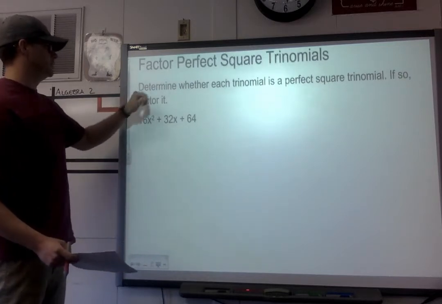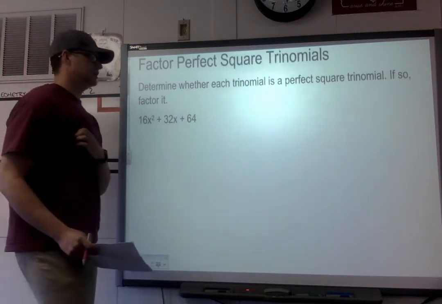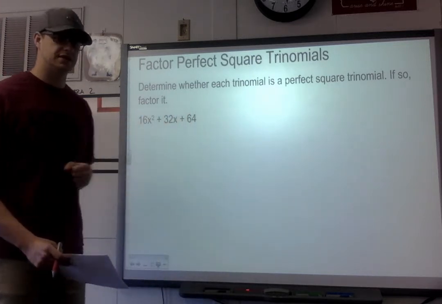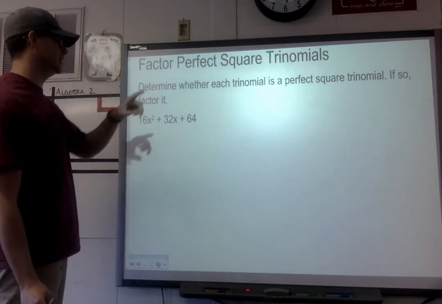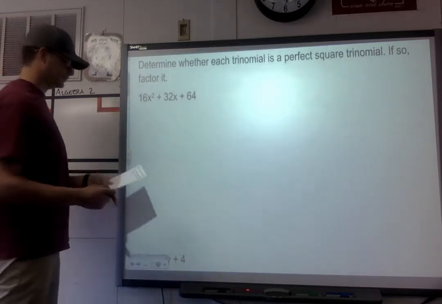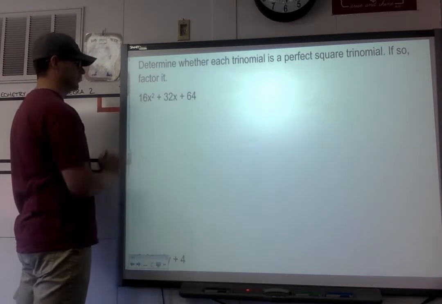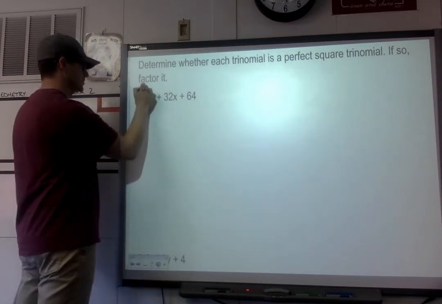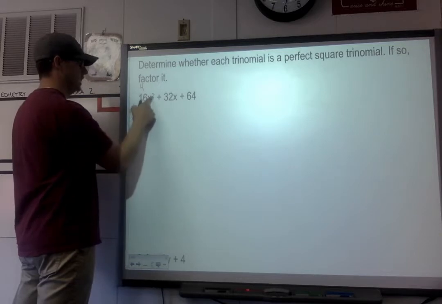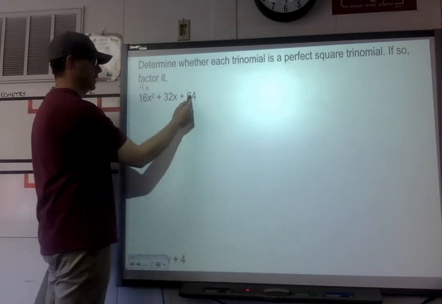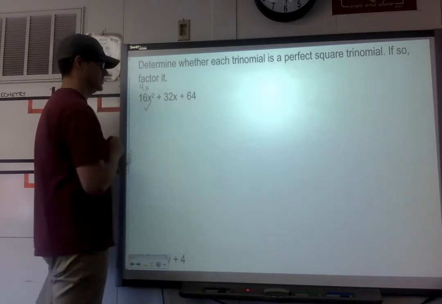So here, determine whether each trinomial is a perfect square trinomial. So that's taking those three steps that I talked about last time on the last slide. If so, factor it. So we want to see, first thing, is our first term a perfect square? 16, yes, the square root is 4. x squared is a perfect square. The square root is x.